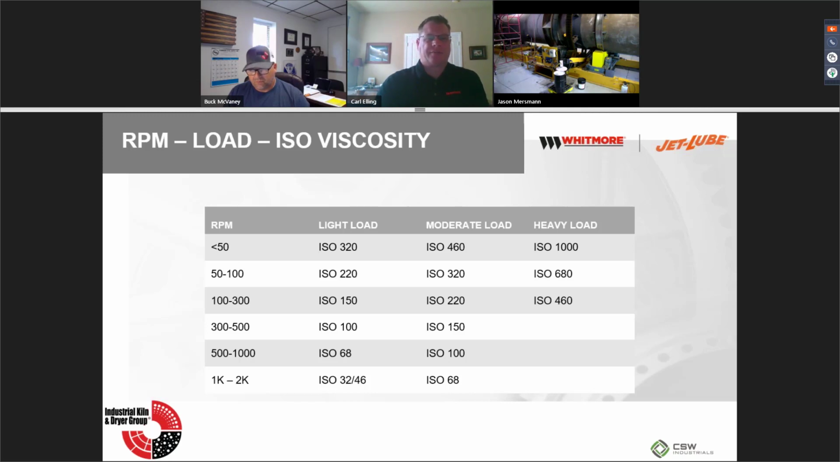So look at the RPM of the unit, and then look at how loaded it is. If it's a heavy load and you're not moving very fast, ISO 1000. Vice versa, if it's a light load and you're less than 50 RPM, you can get away with using ISO 320. But look at the RPM speeds. As they increase, the viscosity of the oil decreases. The faster it goes, the more turbulence you have, the lighter the oil that you want to use.